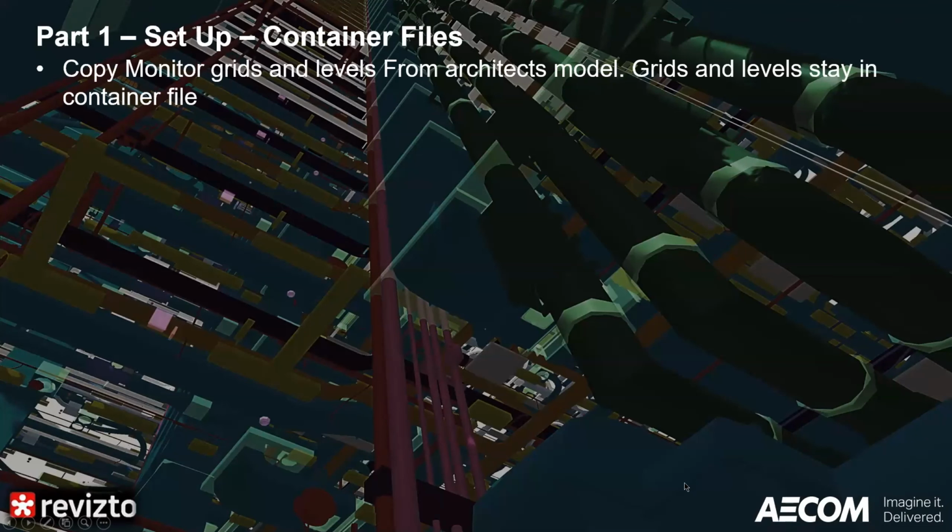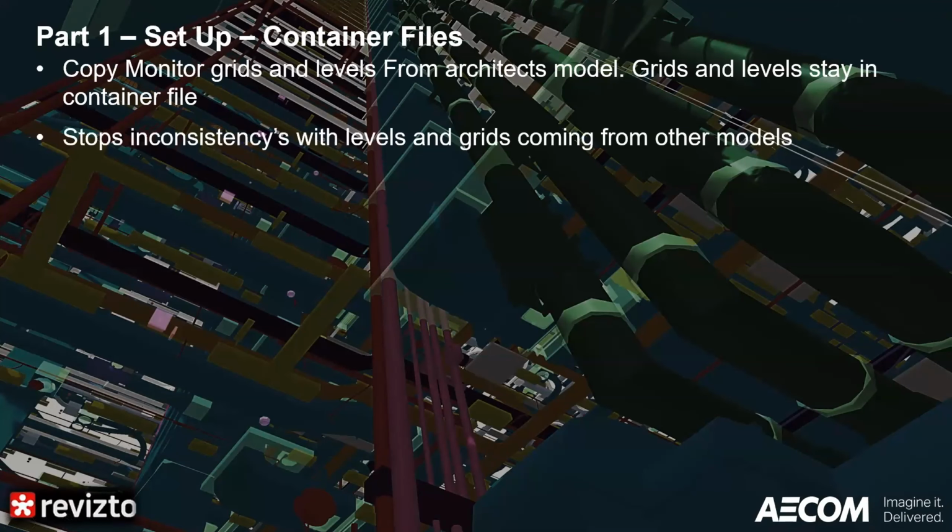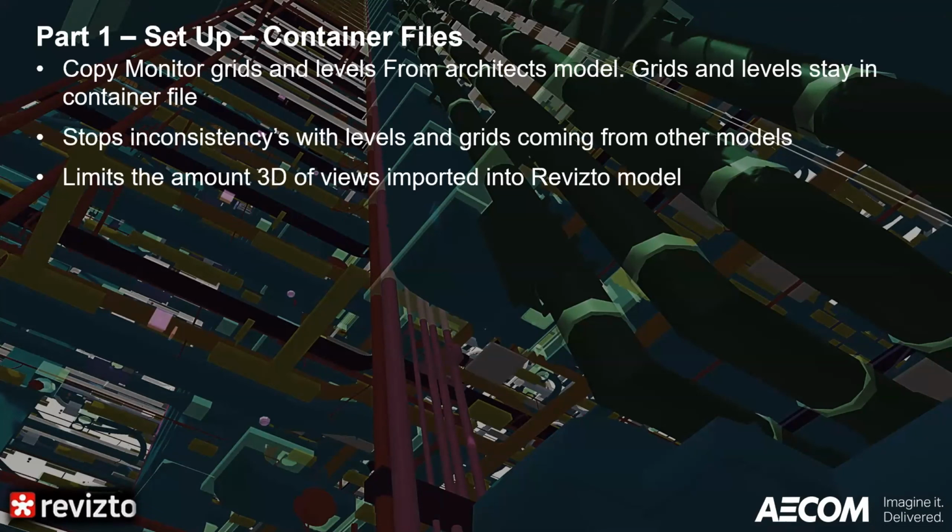With the container files, we copy monitor the grids and levels from the architectural model, and the levels and grids stay inside that container file, so they are exported out to Revizto. Like I said before, it stops inconsistency with levels and grids coming from other models. Usually the point of truth is the architects with the levels and grids. It also limits the amount of 3D views being imported into Revizto. We've had users in the past from a single service export out their model willy-nilly, and they send out all their 3D views and it just congests up Revizto.